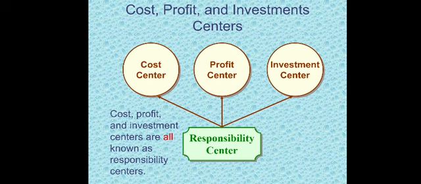So the first type of responsibility center is the cost center, the second one is the profit center, and the third one is investment center. Cost center is a responsibility center that has responsibility over cost only. Profit center is a center that is responsible or has control over revenue and expenses. Investment center has control over revenue, expenses, and investment.